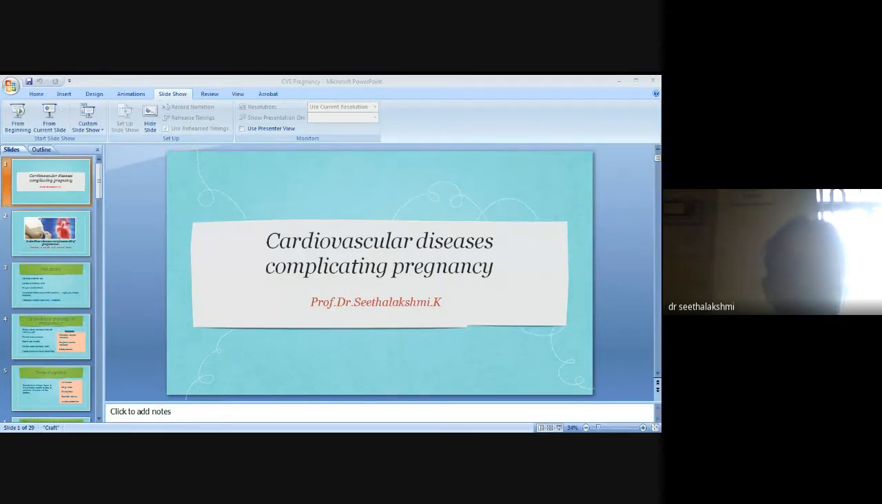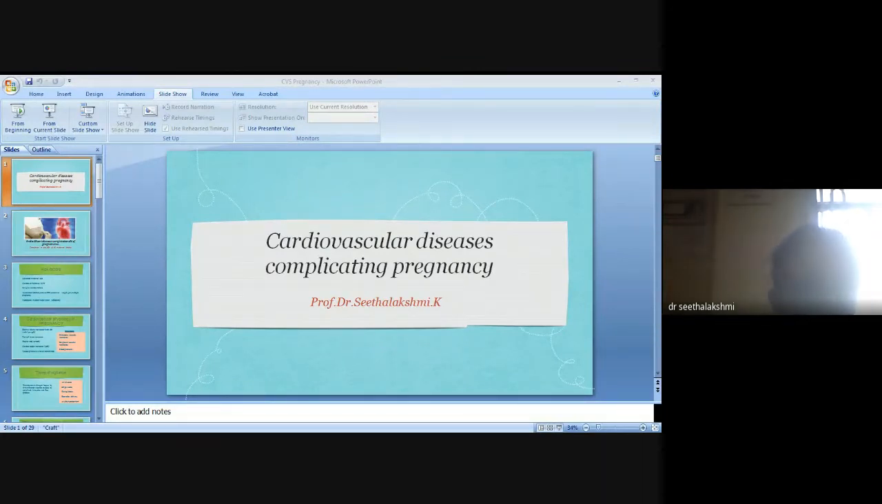So the absolute indications are primary pulmonary hypertension, Eisenmenger syndrome, pulmonary veno-occlusive disease, and severe systemic ventricular dysfunction, that is when the ejection fraction is less than 30%. The relative indications are parous women with grade 3 and 4 lesions, and grade 1 and 2 lesions with previous history of cardiac failure. So what is the antenatal management?